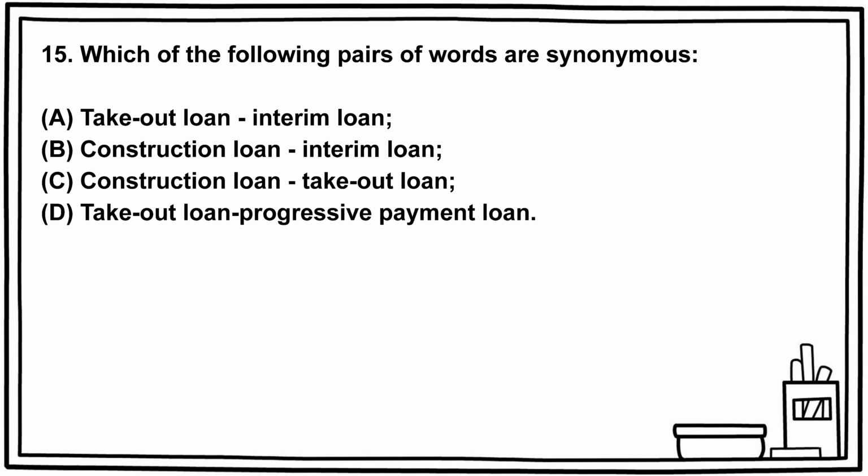15. Which of the following pairs of words are synonymous? A. Takeout loan, interim loan. B. Construction loan, interim loan. C. Construction loan, takeout loan. D. Takeout loan, progressive payment loan.